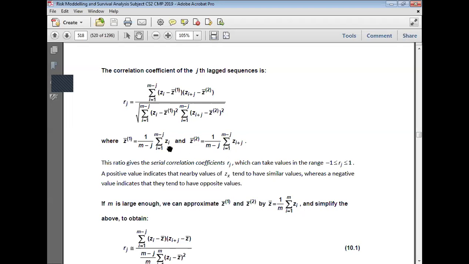So if you see, what's changing here is that we have Zi here, and here we have Zi plus j. In notation terms it might be a bit confusing, but you know what we're doing. This is the average of the first series, and this is the average of the second series. You subtract the means, figure out the covariance, and divide it by the standard deviation of both of these series.